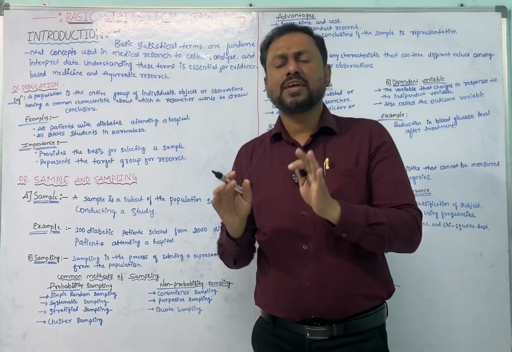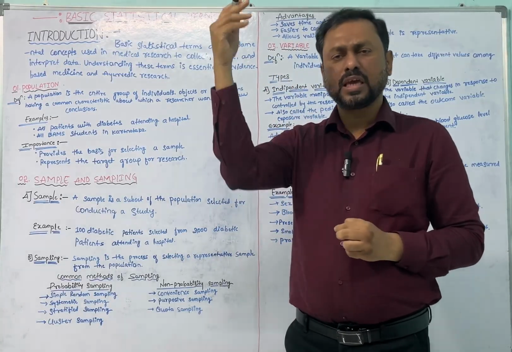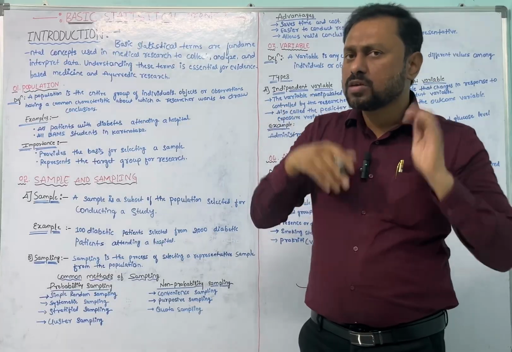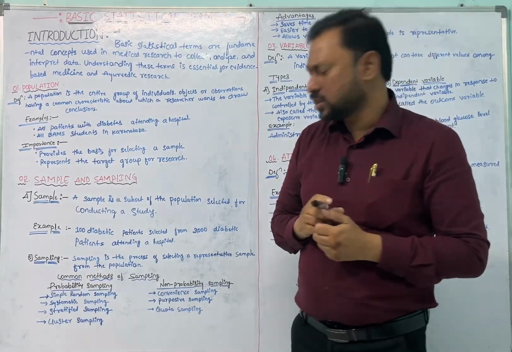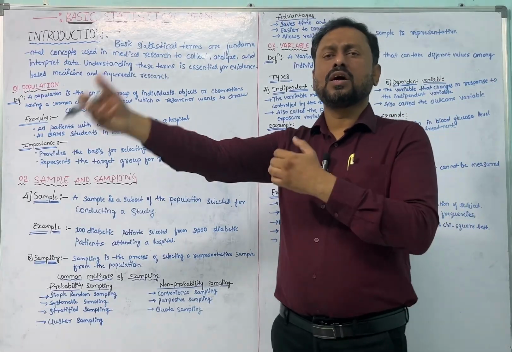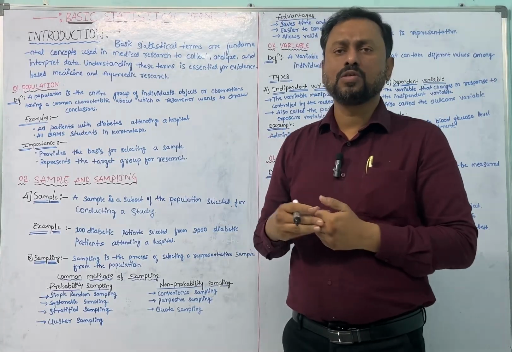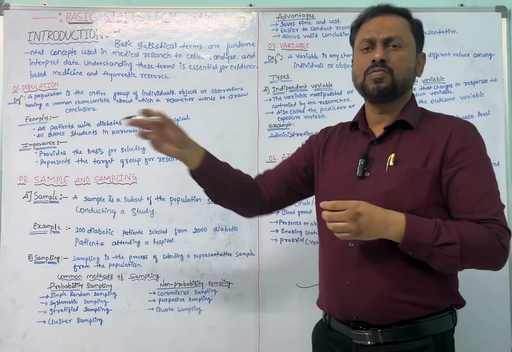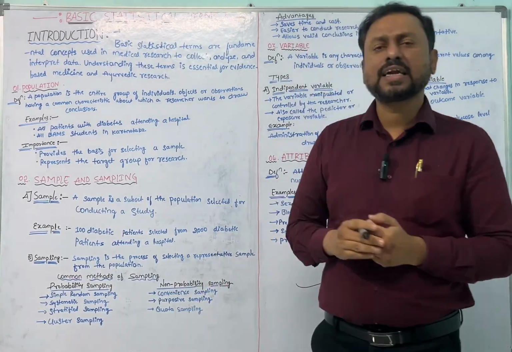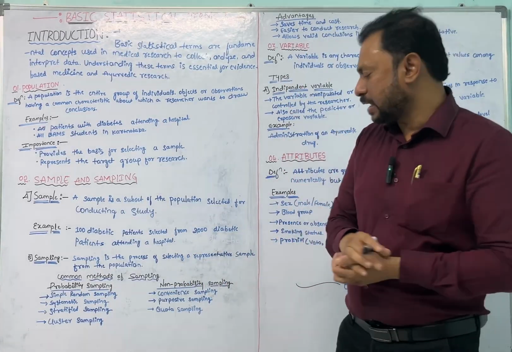The second type is non-probability sampling. It means there is no chance for each and every participant to be selected. Based on the convenience of the researcher, you take only the convenient sample, because the person is nearest to my house or nearest to my hospital, so we select only those samples. Based on convenience we select the sample; that is called a convenience sample.